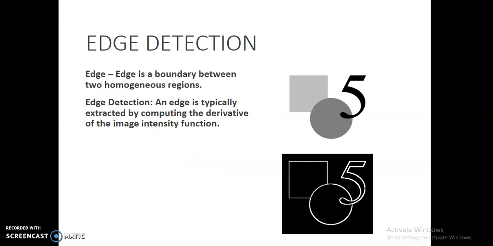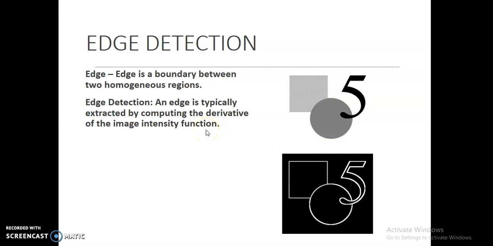So this is the first slide. We discuss what an edge is. An edge is an abrupt change in gray level, as we discussed in the previous lecture. An edge is a boundary between two homogeneous regions. Here you can see there is a difference in the gray level of regions. These are the 1, 2, 3 regions, and there is a gray level difference between these two surfaces. So where there is a difference in gray level, this is called an edge. You can see it over here.